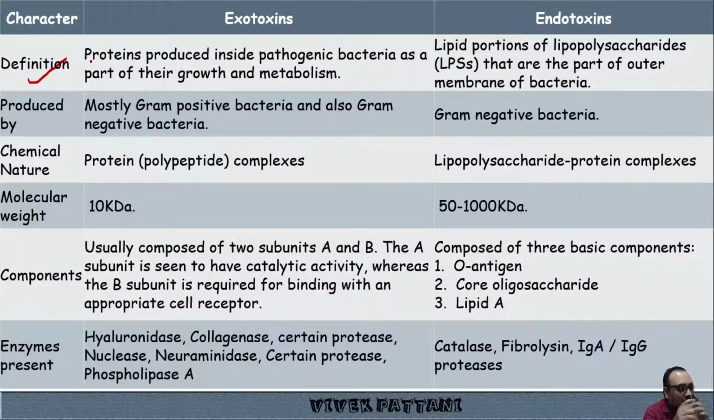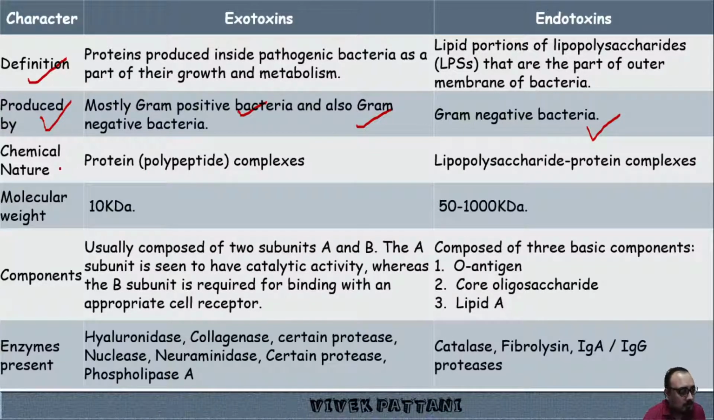Now, how are they produced and by which type of bacteria? It's just for generalized information. Exotoxins are produced mostly by gram positive bacteria, but some are also produced by gram negative bacteria as well. Endotoxins, in most cases, are produced by gram negative bacteria.